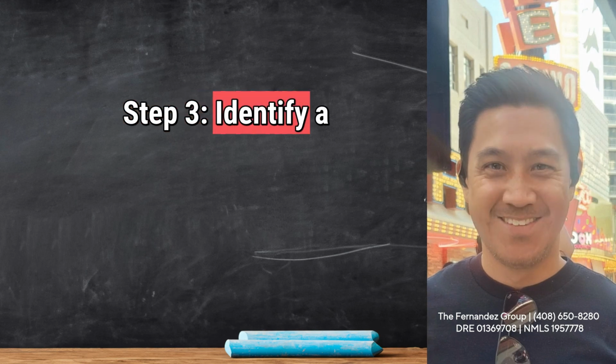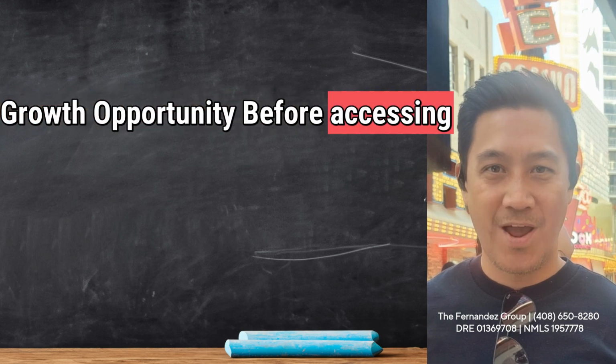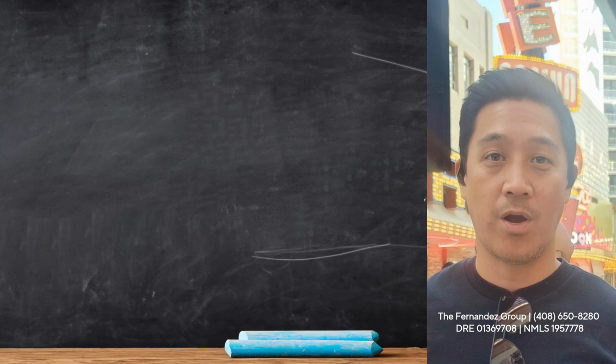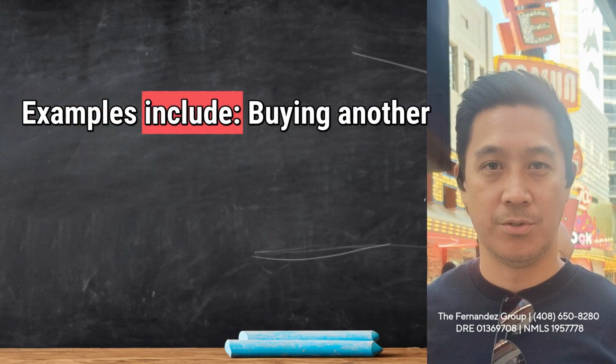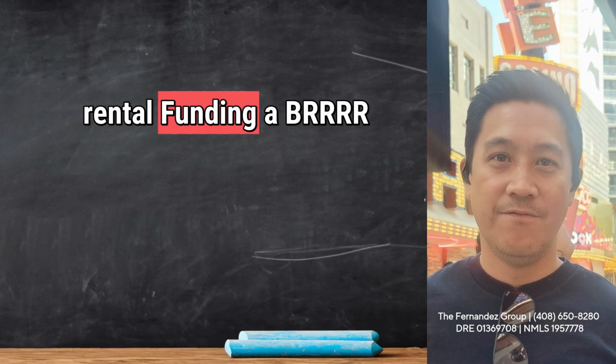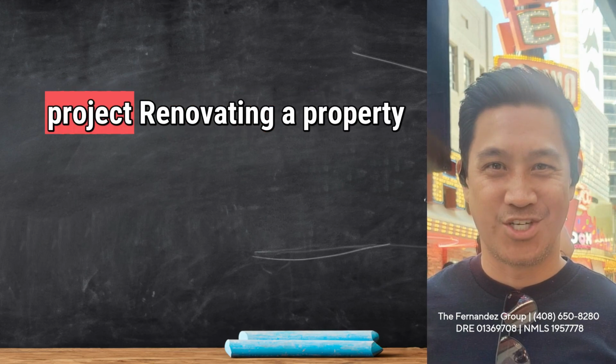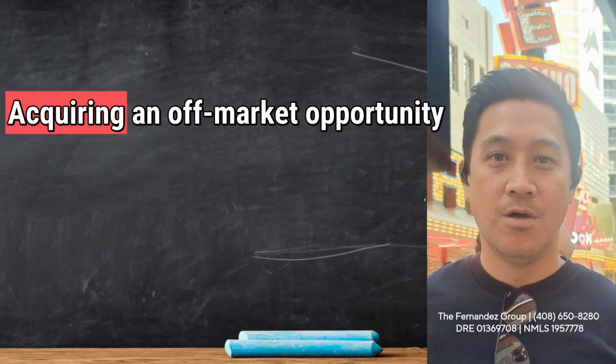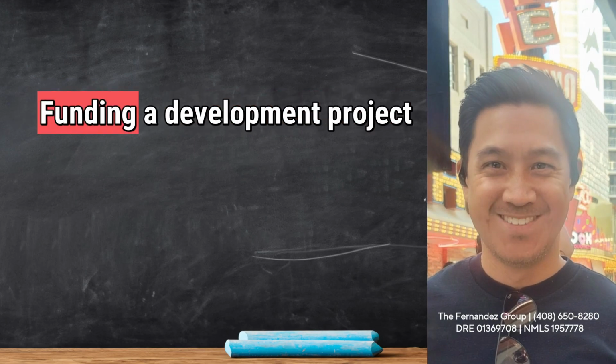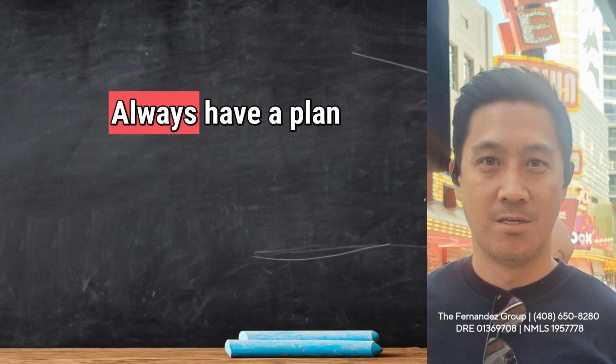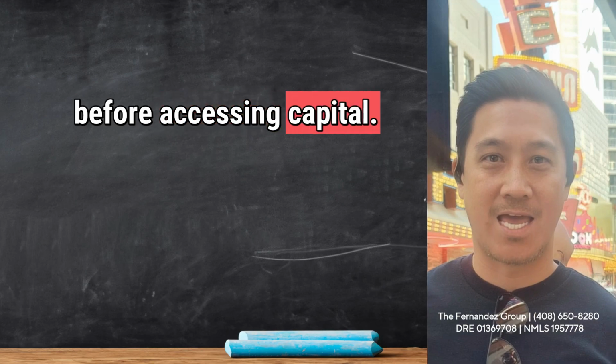Step 3. Identify a growth opportunity. Before accessing capital, identify where it will be deployed. Examples include buying another rental, funding a BRRRR project, renovating a property, acquiring an off-market opportunity, funding a development project. Always have a plan before accessing capital.